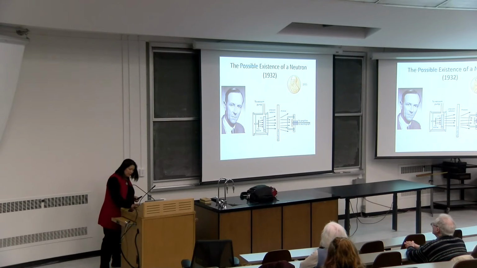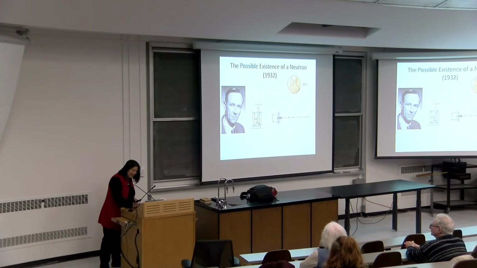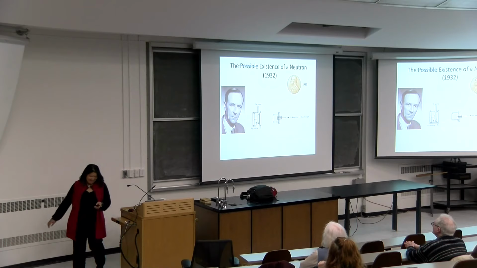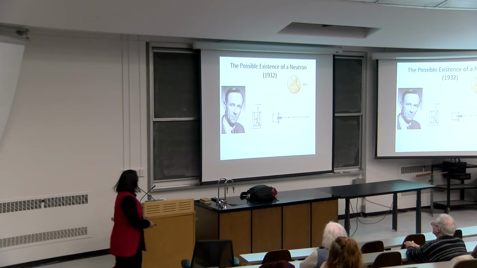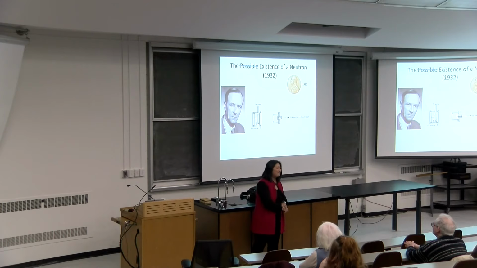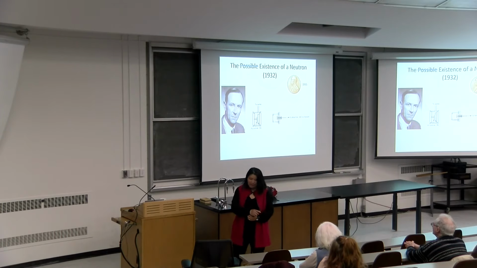Here is the original title, "The Possible Existence of a Neutron." A few months later, in 1932, he submitted another, more detailed paper and changed the title to "The Existence of a Neutron." This paper led to the Nobel Prize awarded to him in 1935. Okay, so that's the discovery of the neutron.